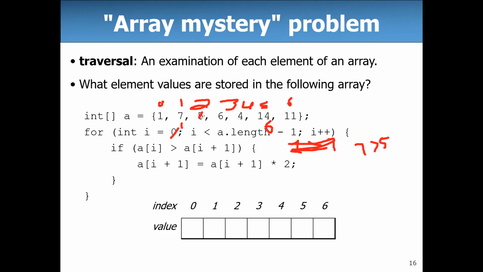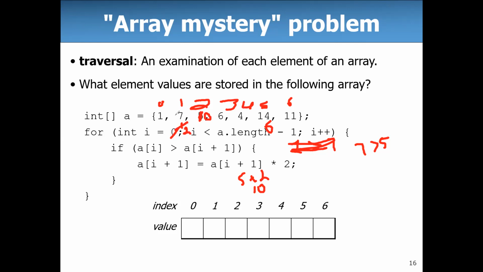You are now updating this index with a of i plus 1 times 2. 5 times 2 will be 10, and it will be assigned to a of i plus 1. i plus 1 was index 2, so your index 2 is now holding 10. Then again, i plus plus, i is now 2.